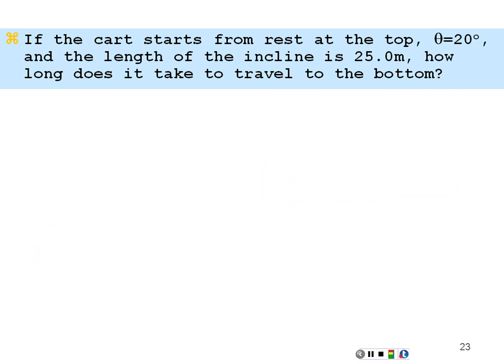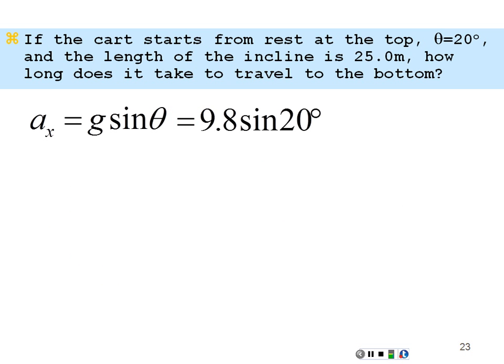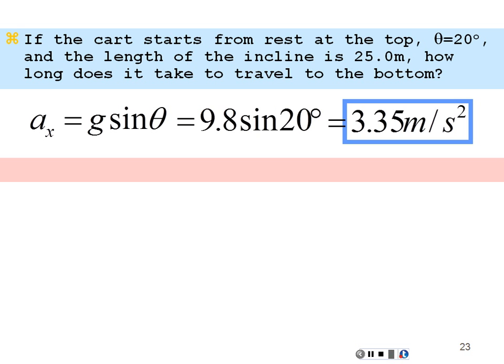Let's try an example of a cart coming down this incline. If a cart starts from rest at the top, theta is 20 degrees, length of the incline is 25 meters. How long does it take to travel to the bottom? Well, the acceleration should equal g sine theta. That's 9.8 times the sine of 20 degrees, or 3.35 meters per second squared. So that's our acceleration. We know the length, 25 meters, and we know that we started from rest. So we have 3 kinematic variables that we know. So we can solve this.